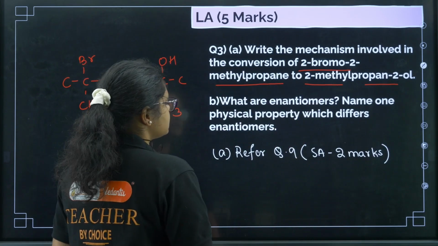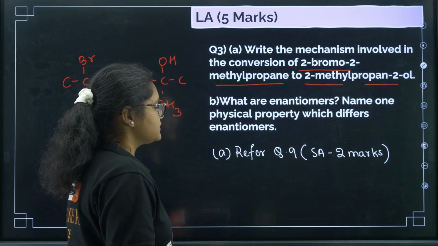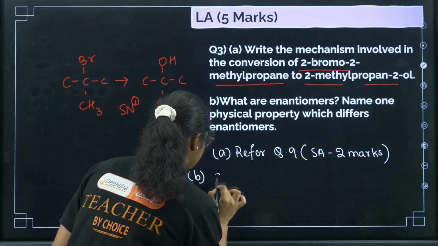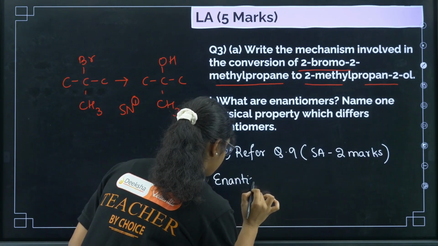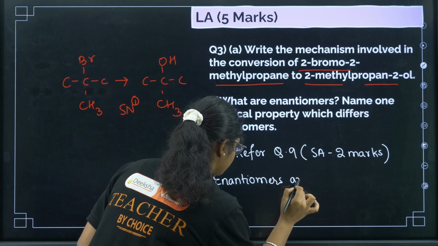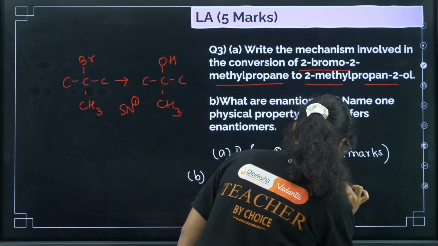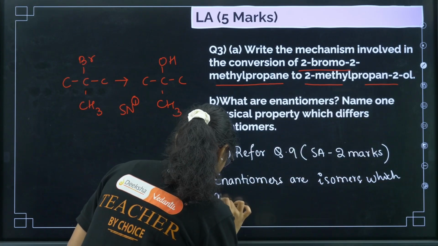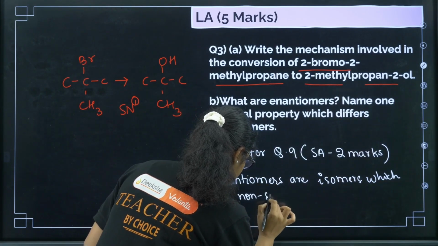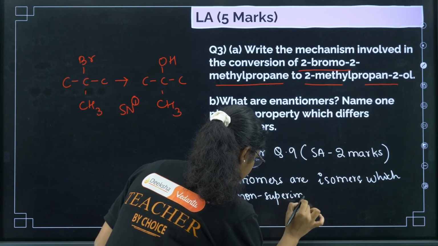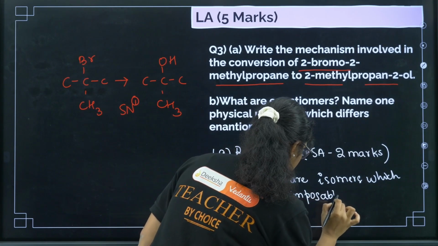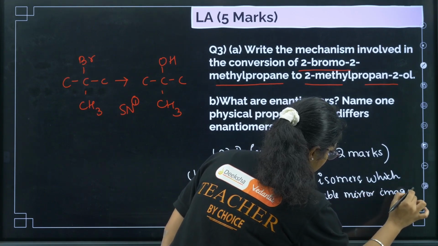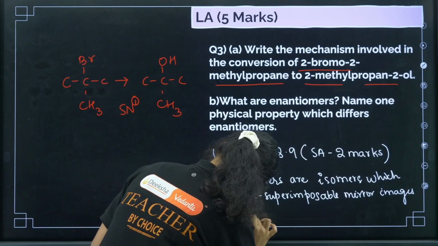Okay. Next, what are enantiomers? Name one physical property which differs in enantiomers. So here you can write down the answers. What are enantiomers? Enantiomers are isomers which are non-superimposable mirror images of each other.